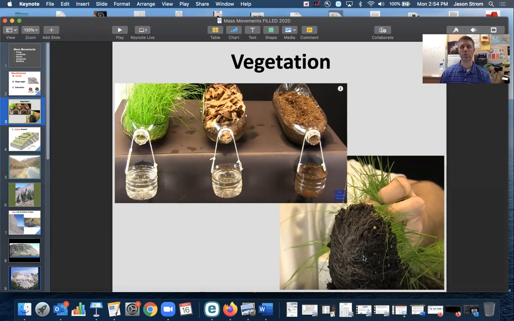And that's because of the roots of the grass. The roots grow together and they kind of lock everything in place. So anytime there's any sort of a slope or an incline, if it has grass or vegetation growing on it, it's a lot less likely to have a mass movement. Not to say it can't happen, but it's not as likely.